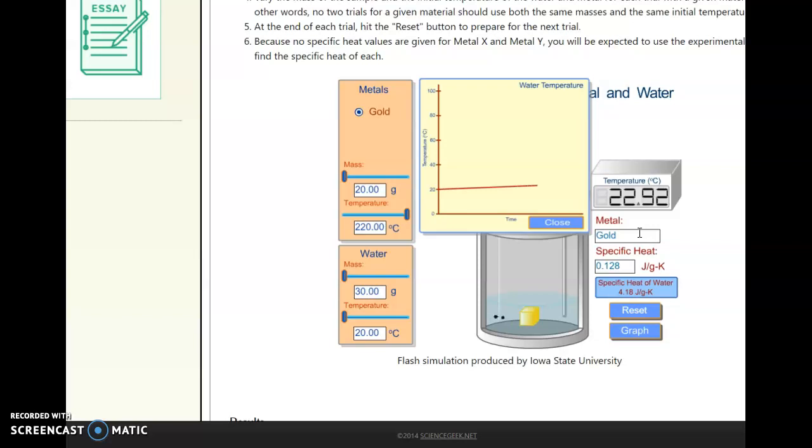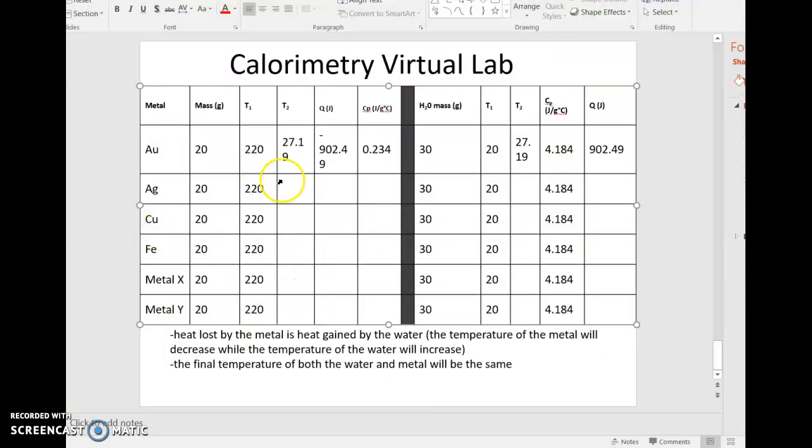So you can see the temperature continues to increase. At some point, that temperature is going to stop increasing and stay relatively the same. In this case, it stays about 24. I leave it at 24.0, so that's what I put, 24 degrees Celsius. So the temperature of the water increased from 20 to 24 degrees Celsius, and the temperature of the metal decreased from 220 to about 24. If I go back to my chart, the final temperature of the metal was 24, and the final temperature of the water was also 24 degrees Celsius.